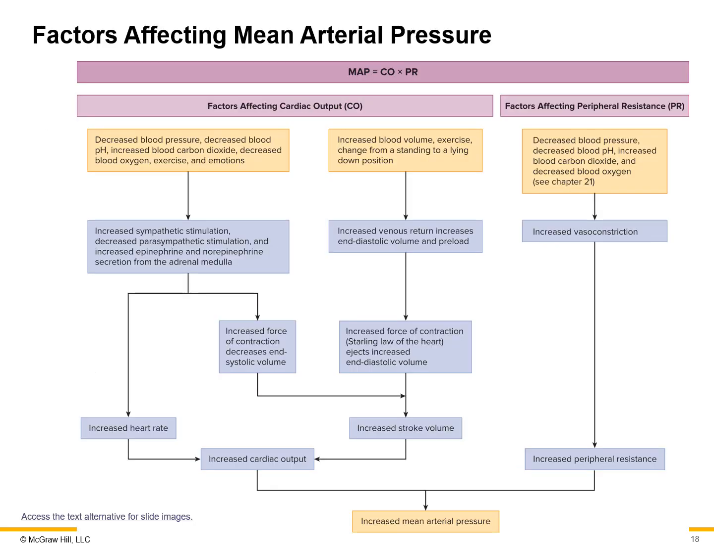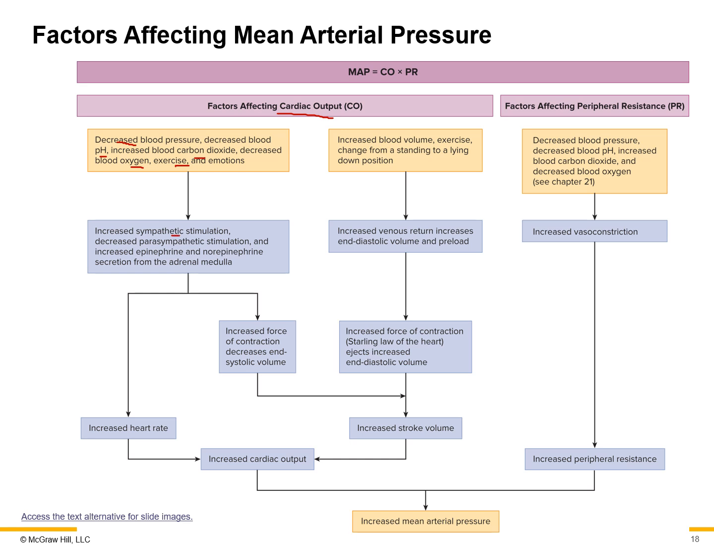So there are multiple factors that can affect that mean arterial pressure. First of all, looking at things that affect cardiac output. So again, this is stroke volume, the amount of blood, and heart rate. Both of those would impact cardiac output. So decreased blood pressure, decreased pH, increased carbon dioxide, decreased oxygen, low exercise, and even emotions.